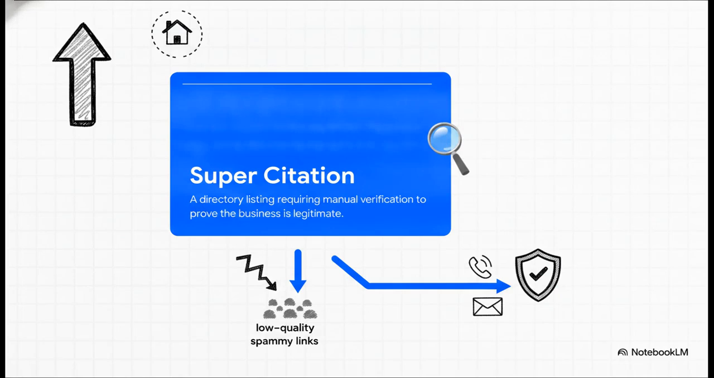Next up, we need citations, but skip low-quality citations to rank for leak detection or gas line installation. You need super citations that require verification. So what is that exactly? A super citation is a directory listing that requires rigorous manual verification, like a phone call or a postcard in the mail, just to prove the business is completely legitimate. Because they are so much harder to get, Google trusts them significantly more. It is a real game changer.